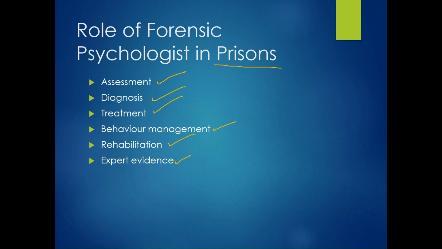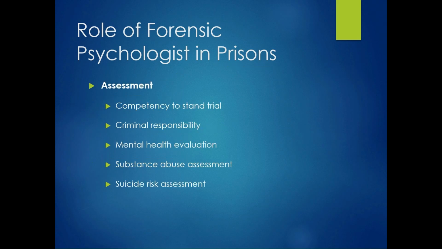So we'll look at these roles of a correctional psychologist in the prison one by one. Assessment is the first step for any forensic psychologist in prisons. They assess things like competency to stand trial, criminal responsibility, mental health evaluation, substance abuse assessment, and suicide risk assessment. They'll check whether the person is mentally competent to stand trial.